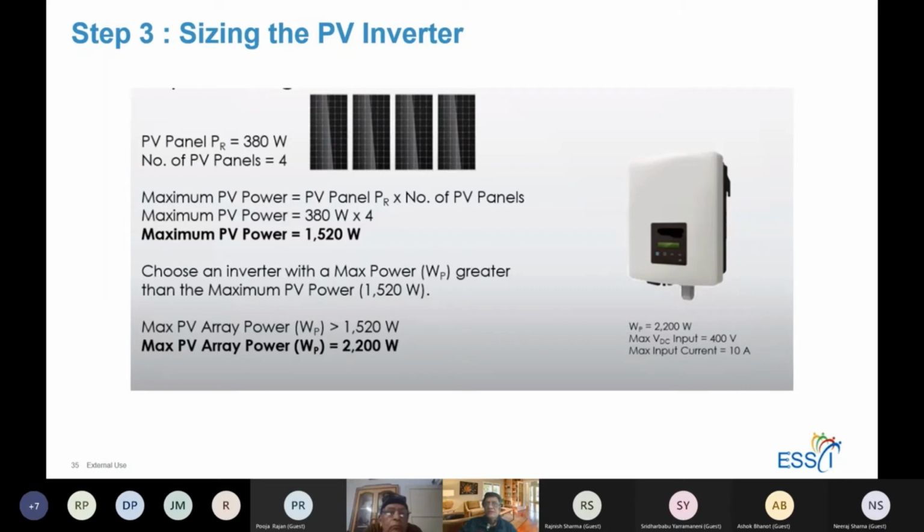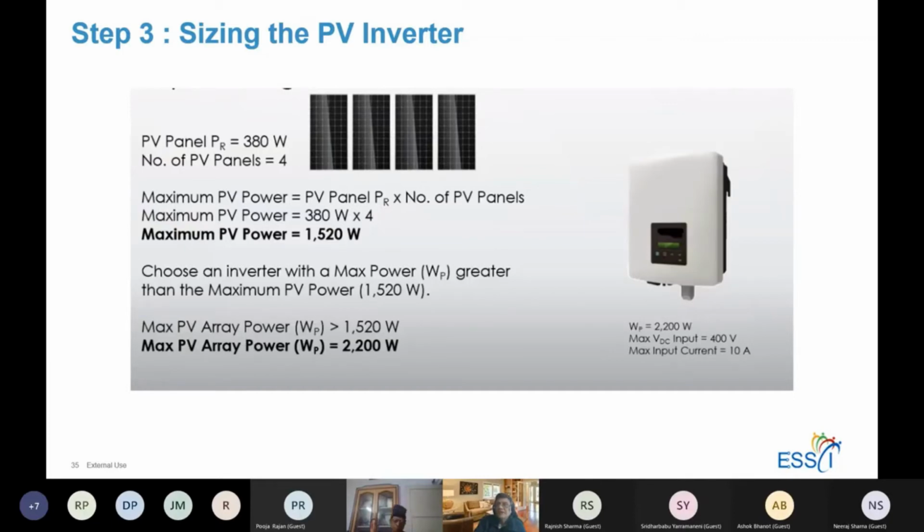Okay, so we have said the first step is that it should have a power rating which is greater than the power rating of your PV panels. And we have taken the next higher size, which is say 2 kilowatt or 2200 watt, 2.2 kilowatt, and we have selected an inverter based on that. But then there is a second thing we have to do.